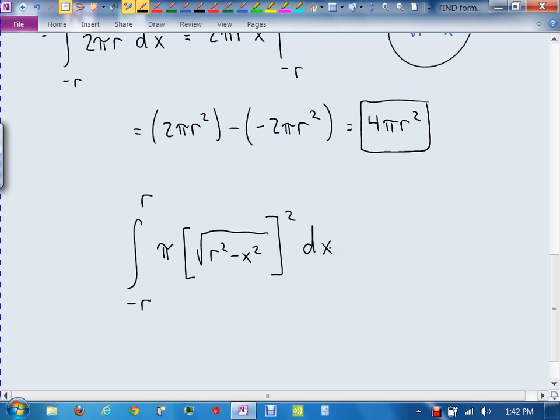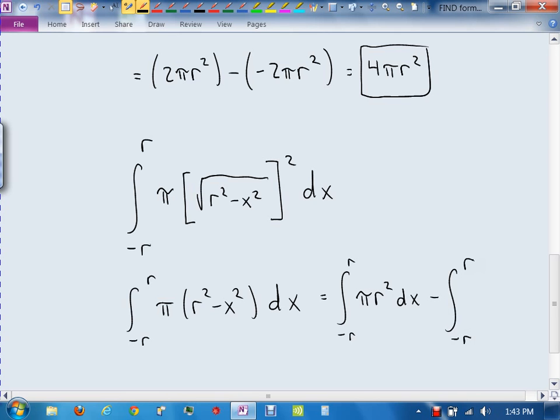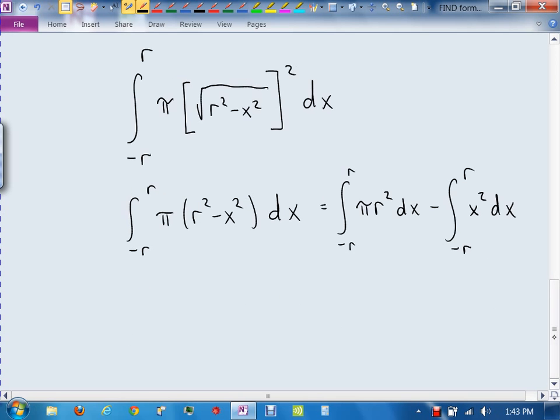Okay. I'm going to do this because it's so quick. Negative r to r, when you square that, all you get is r squared minus x squared, right? dx. And then I'll even split this into two integrals. Negative r to r of pi r squared dx minus integral negative r to r of pi x squared dx. So all I did was split this into two integrals.